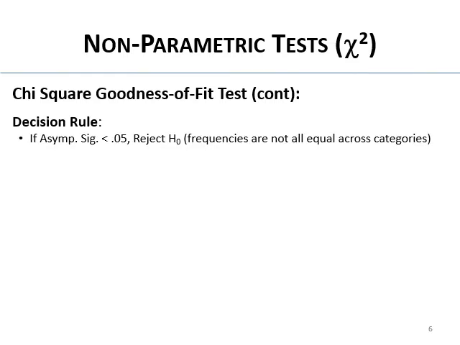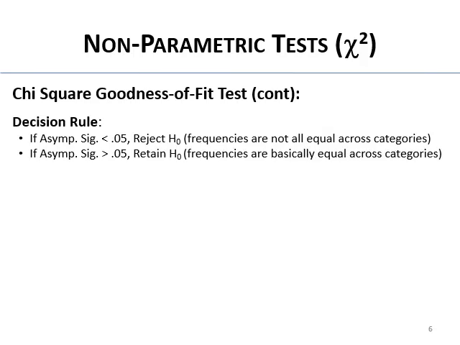So your decision rule is if your asymptotic sig, that's just what it calls it, is less than 0.05, reject the null. The frequencies are not all equal across categories if you do that. So there's at least one difference across the categories' frequencies. If, however, asymptotic sig is greater than 0.05, the frequencies are basically equal across categories.